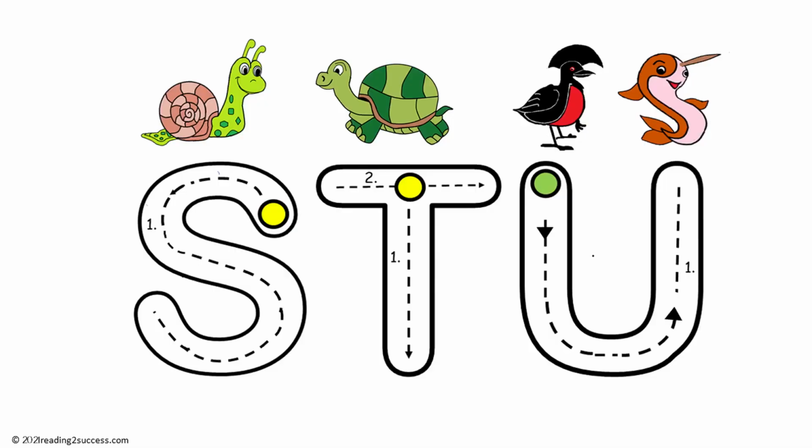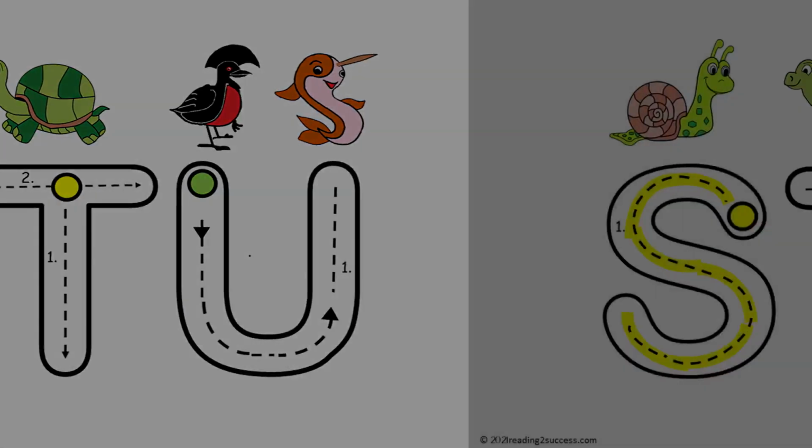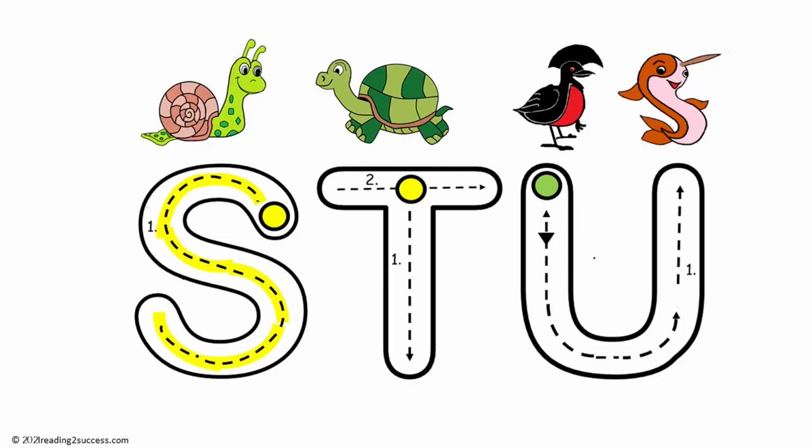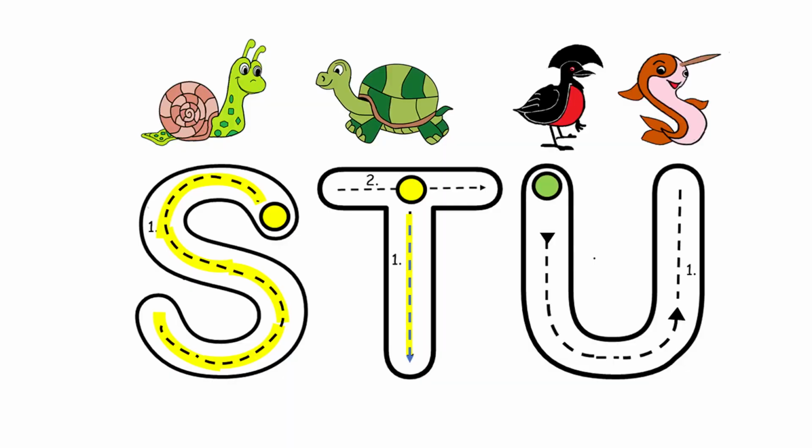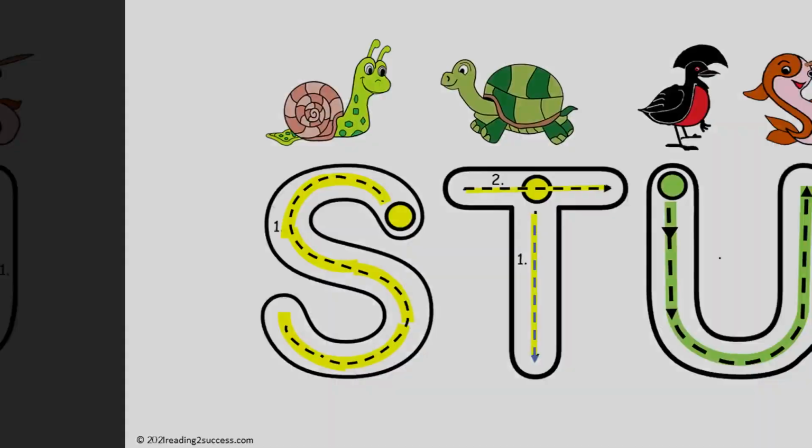The letter S has one part. The letter T has two parts, part 1 and part 2. And the letter U has one part.